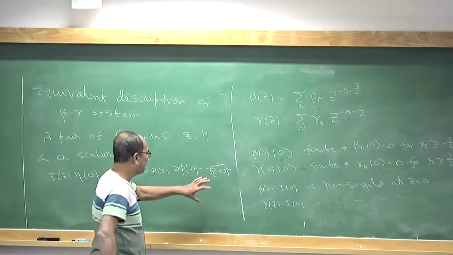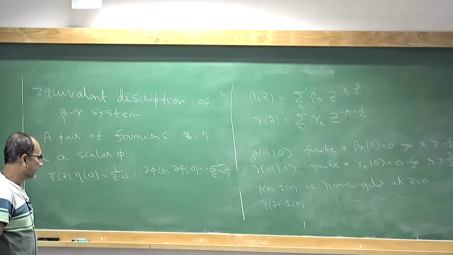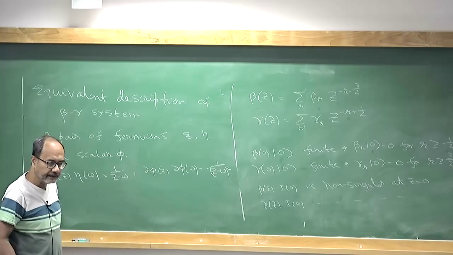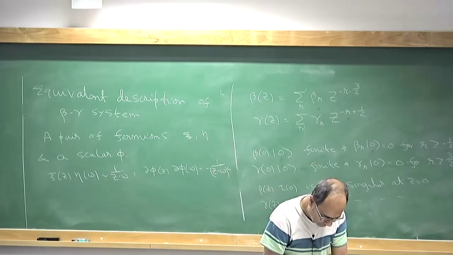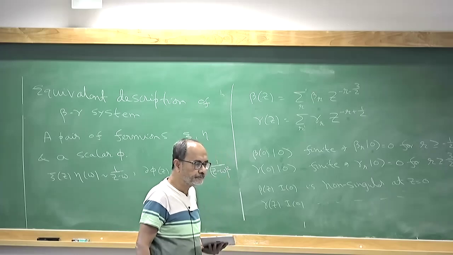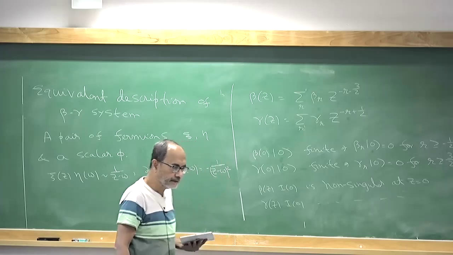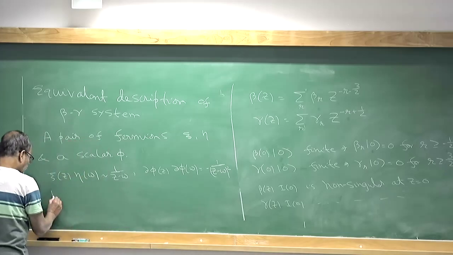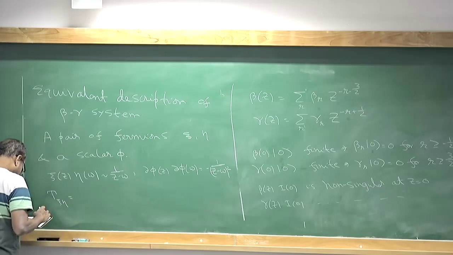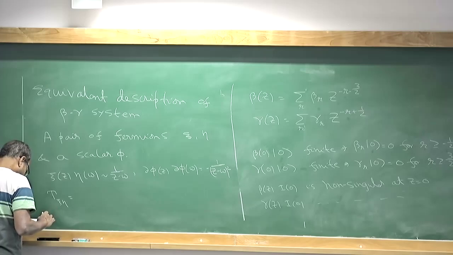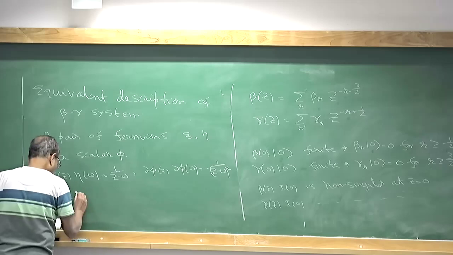But the reason that this is not a normal fermion or normal scalar is hidden in the form of the energy momentum tensor. So let me give the form of the energy momentum tensor. T of the xi eta system is given by... It factorizes between xi eta and phi.